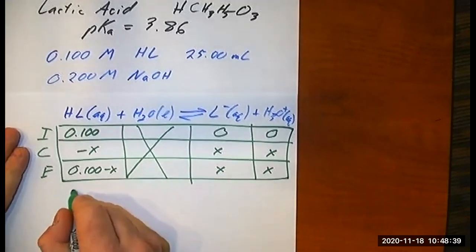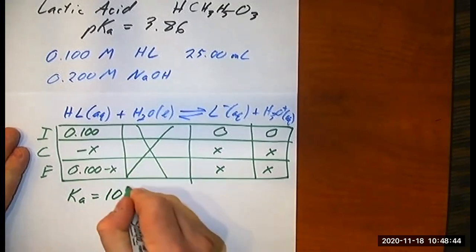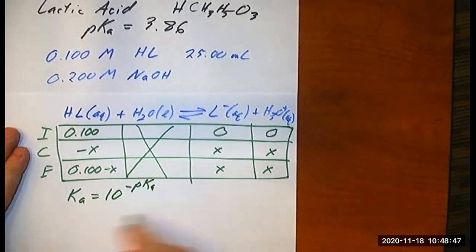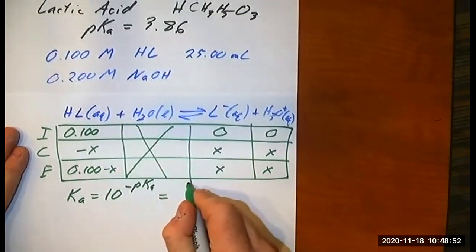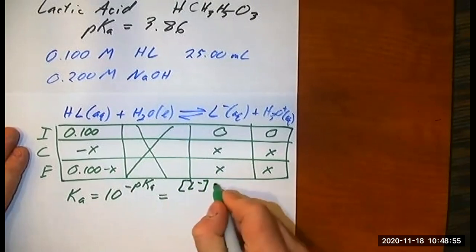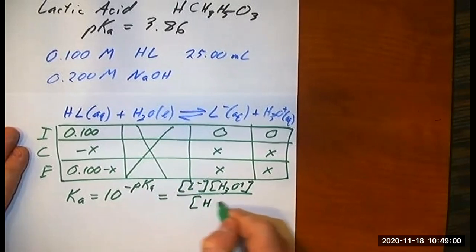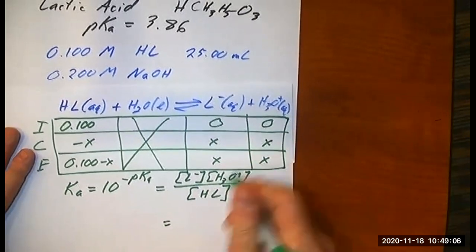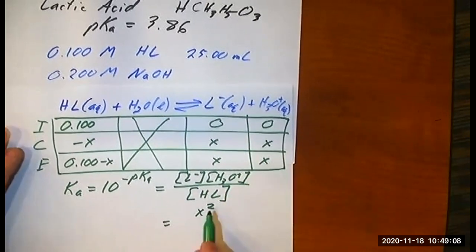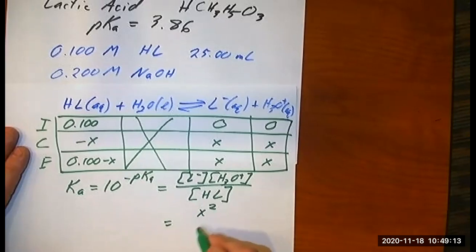So our Ka is equal to 10 to the negative pKa. So we have the 3.86 there. And this is going to equal our concentration of products over our concentration of the acid at equilibrium. We have x squared on the right-hand side, and let's make the assumption that x is small compared to 0.1. We'll see if that's correct in a moment.